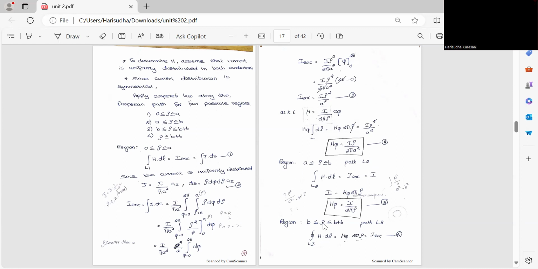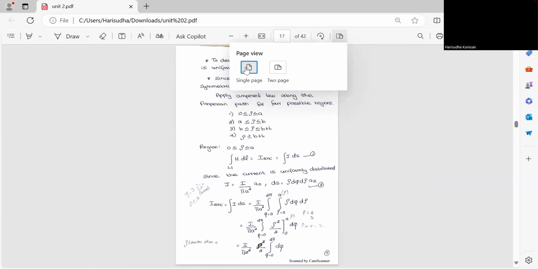Then for the third region, where rho lies between b to b plus t, we consider the path L3. We can write Ampere's law for path L3: the closed integral of H dot dl is equal to H phi 2 pi rho. Why 2 pi rho? Because it is the circumference of the circle, which is 2 pi and ranges with respect to rho. That is equal to the enclosed current I.